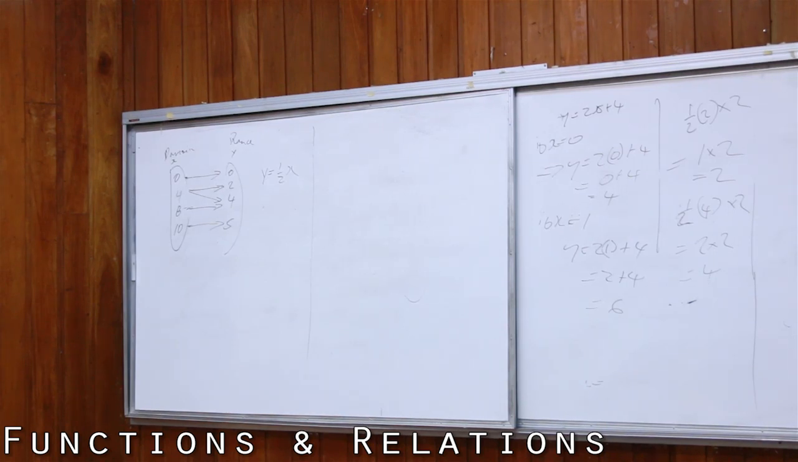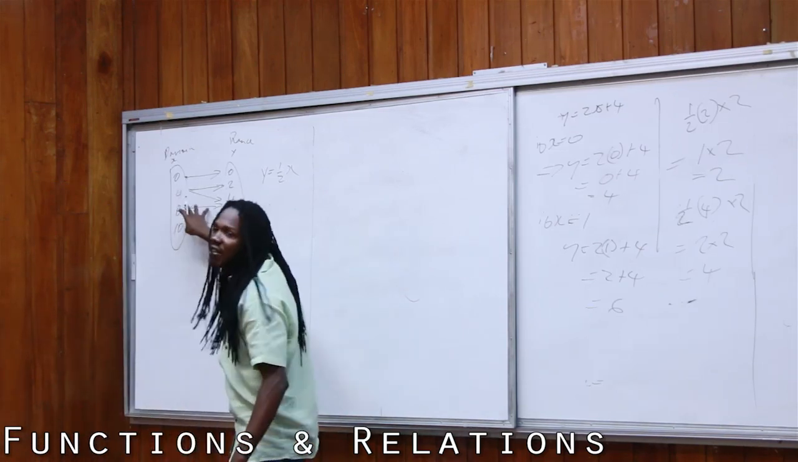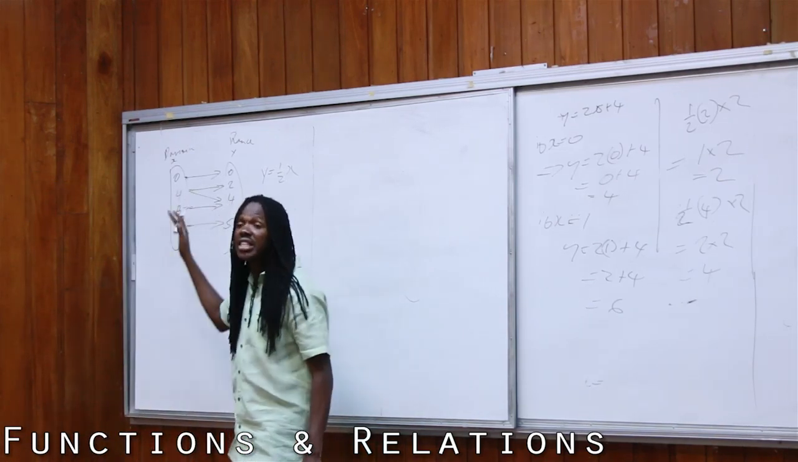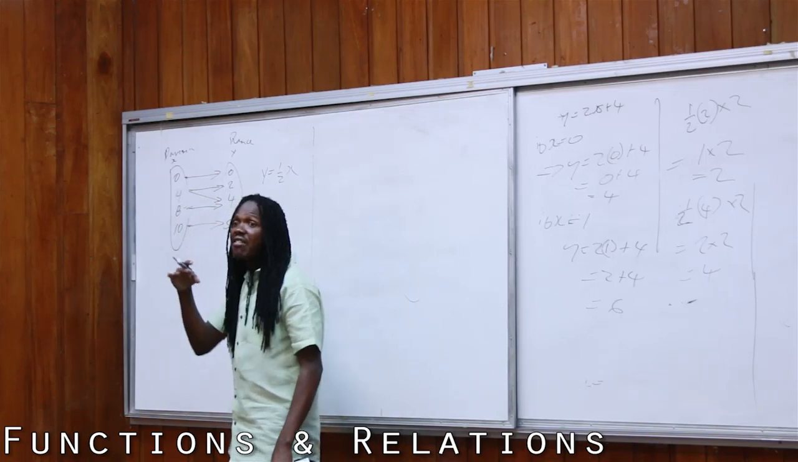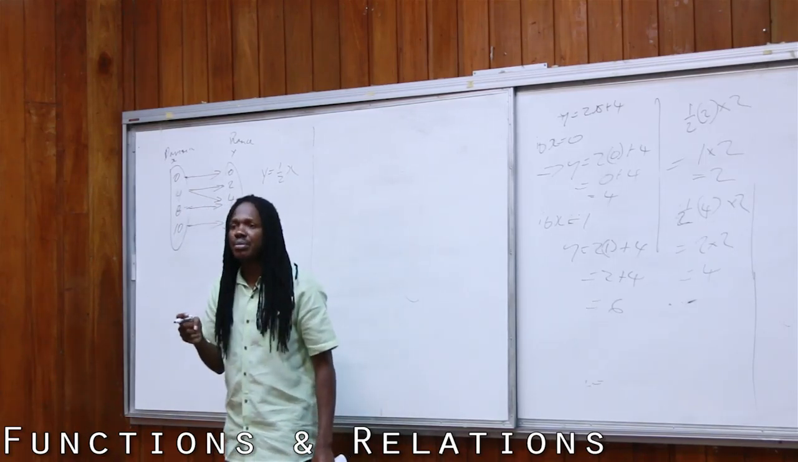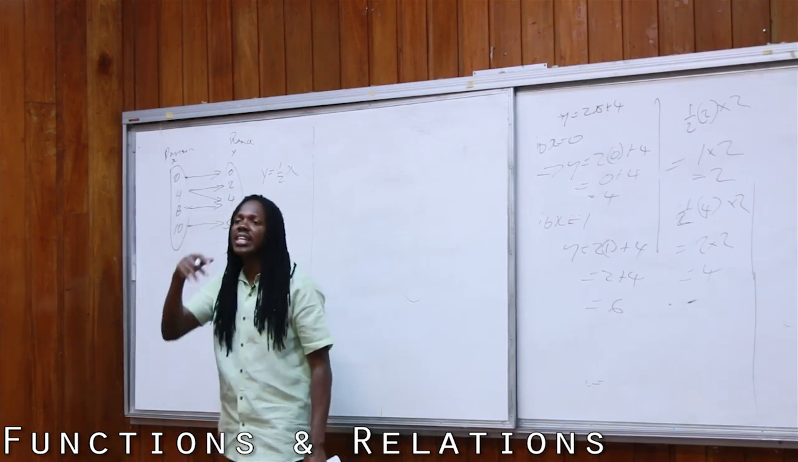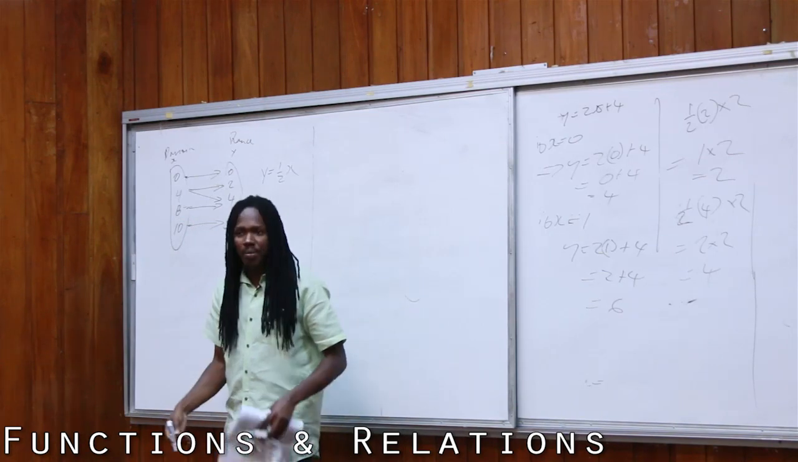In a multiple choice, they will give you a map like this and ask if it is a function. This is not a function. It is a relation, but it's not a function. But they can give you a function, a mapping, and say find the relationship, like x is mapped onto 2x, or x is mapped onto 2x plus 3. You understand?